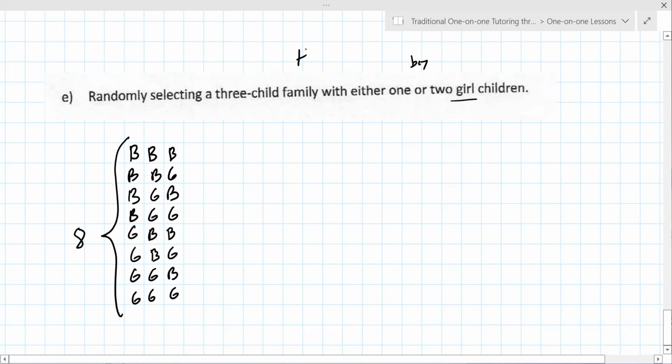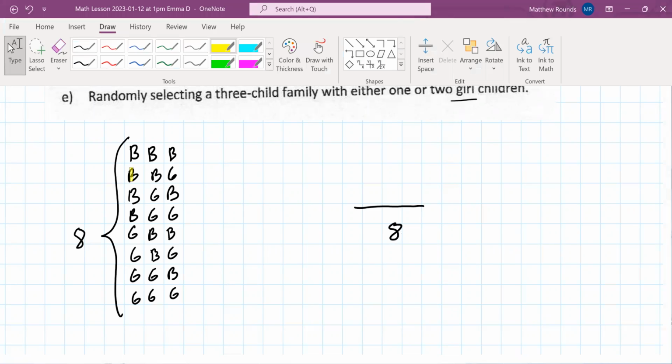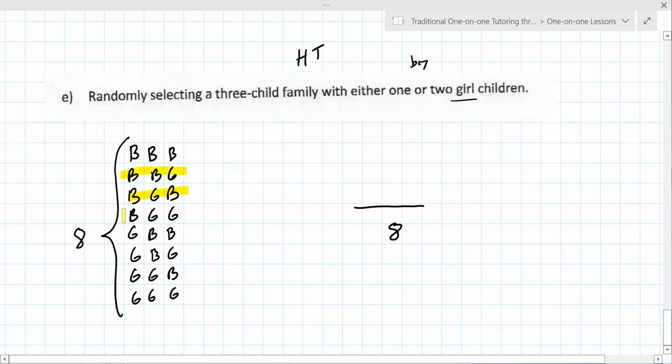And like I said, if you look up a heads tails table, it's very similar to this. Okay, so the probability, well, there's 8 total. There's 8 possibilities in a 3-child family. So we have to count the ones that are 1 or 2 girls. Let me highlight those here. So there's 1 girl, 1 girl, 2 girls, 1 girl, 2 girls, 2 girls. Then you just count the ones that are there, 6. That's 3 out of 4.